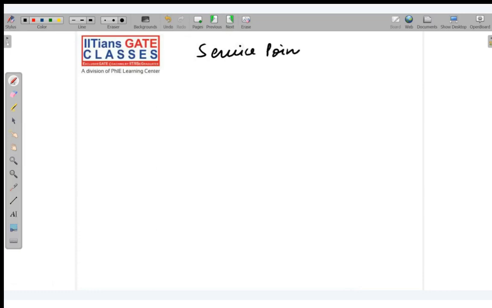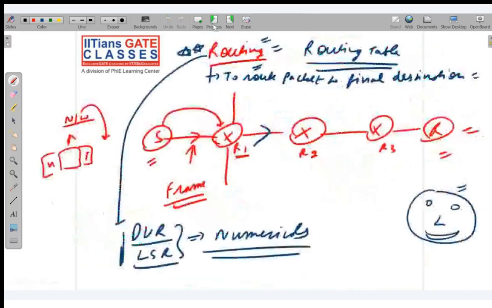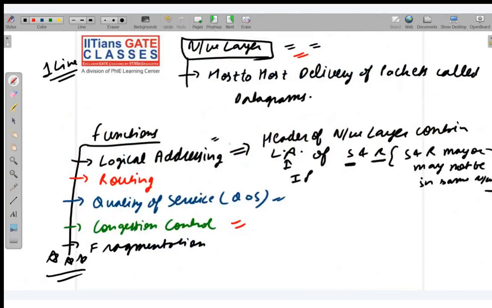Service point addressing. So service point addressing means the same as logical addressing. Logical addressing is in the network layer. What was that? The header of the network layer will contain logical addressing. The header of the network layer contains the logical address of the sender as well as the receiver.